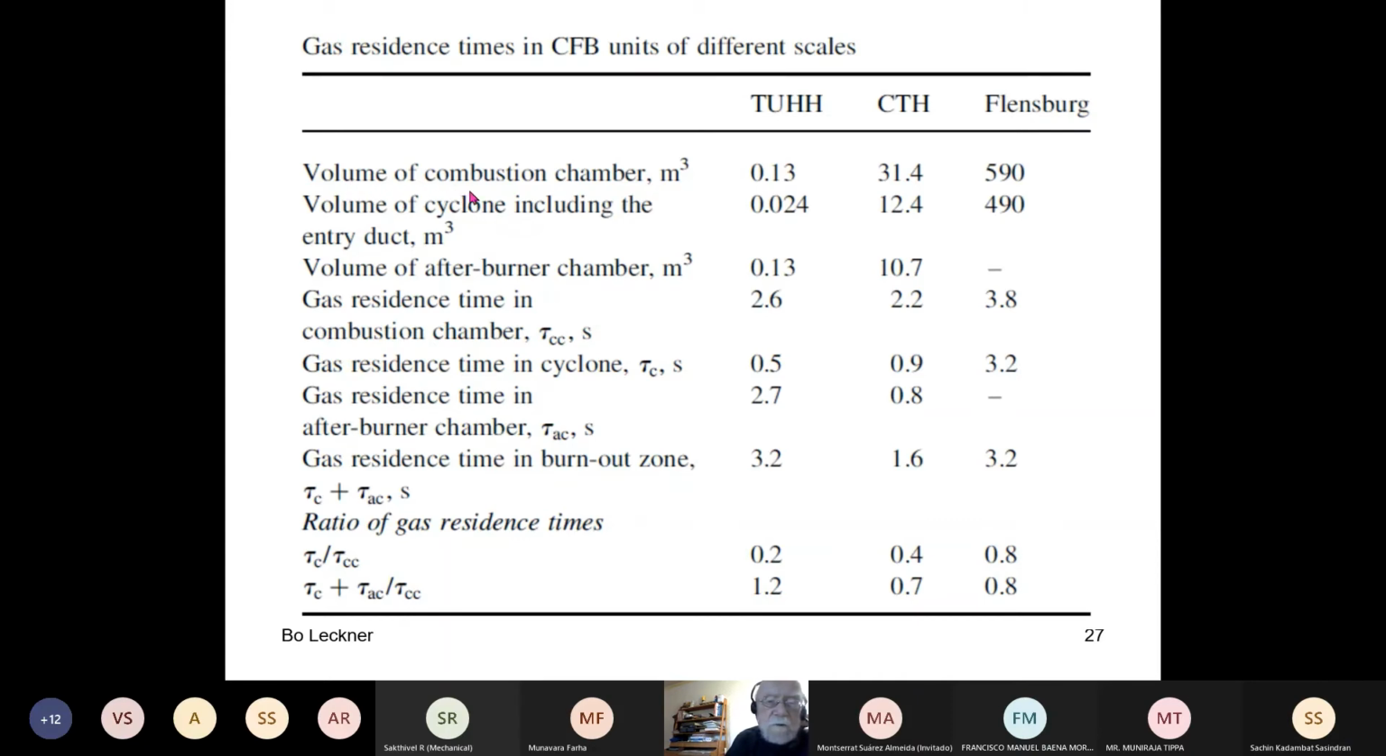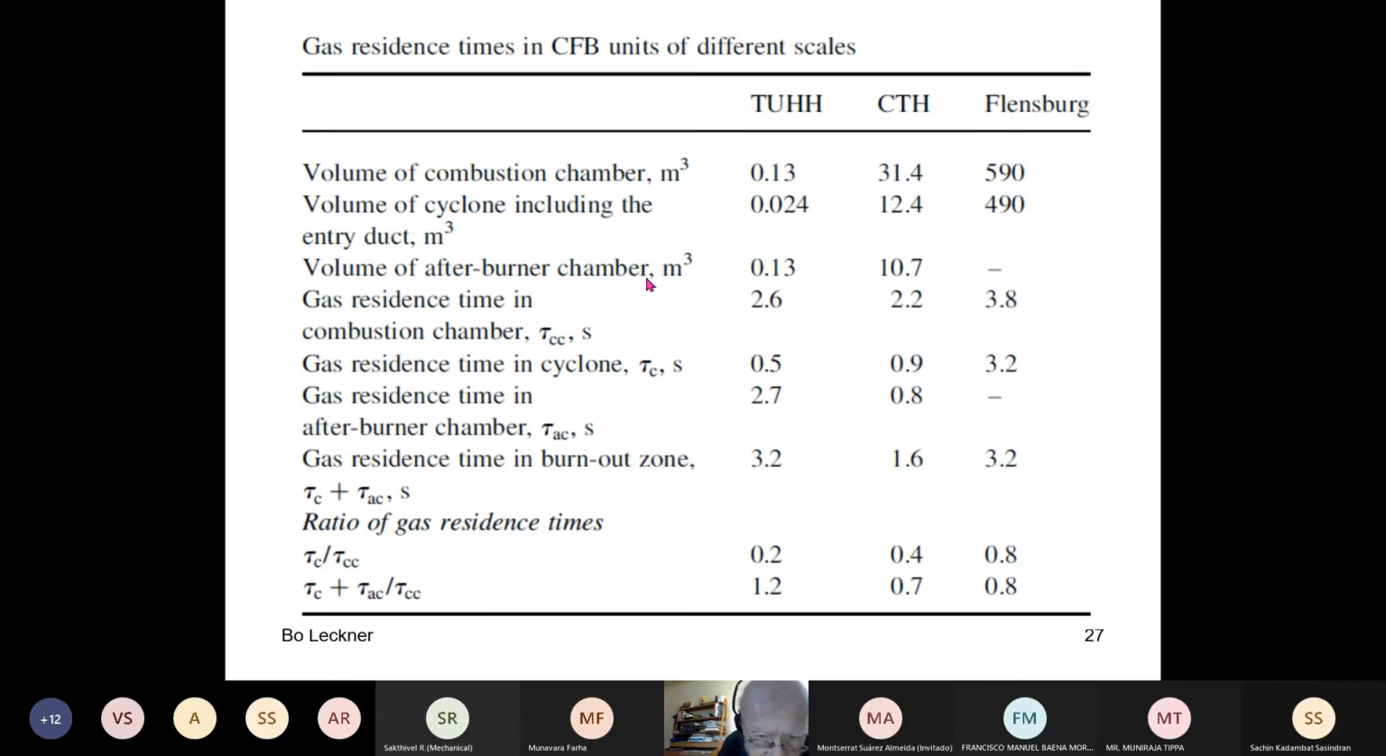First of all, we have the volume of the combustion chamber. It was, as you can see, quite a narrow riser. It is a small volume. We have a larger volume, of course, and in the commercial boiler, the volume was very much larger. We're also interested in the cyclone volume, very small in the German case, larger here, but very large in the commercial boiler.